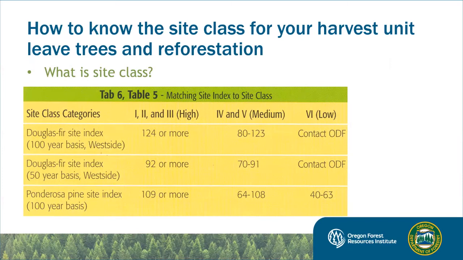And so the examples we have here, Douglas fir, 100-year basis, or 100 years old. If the average height of the trees is 124 feet or more, that'd be a high site class. 80 to 123, medium, and if it was less than 80 feet, contact ODF. And then there's an example for 50 years, Douglas fir, and 100-year ponderosa pine. Different species have different indexes, so it's important to have the right one depending on the species of trees you are measuring.